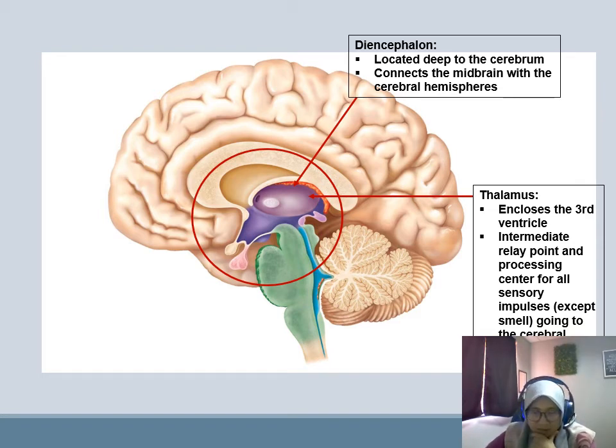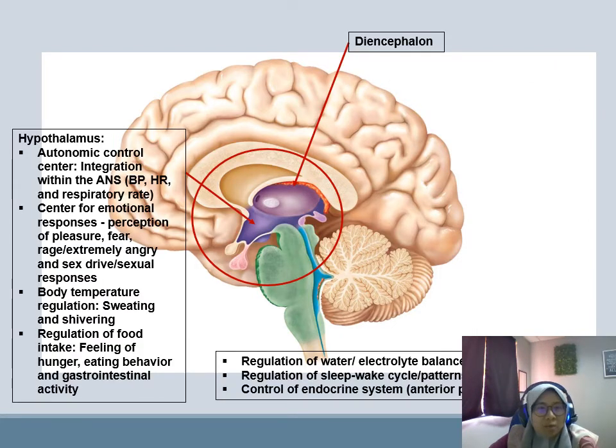The function is as an intermediary, a relay point and processing center for all sensory impulses, except smell, going to the cerebral cortex. It means it sends sensory impulses, except smell, to the cerebral cortex here. It is the intermediary. Alright, next is the hypothalamus. The hypothalamus is at the front area of the thalamus, this area here.